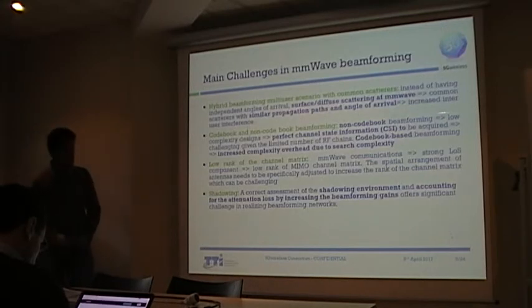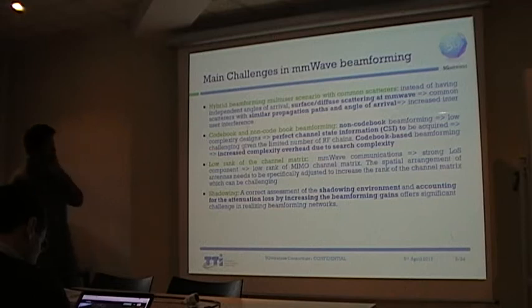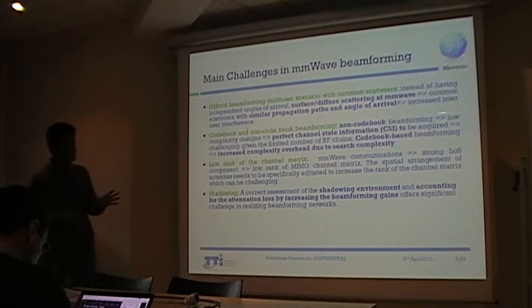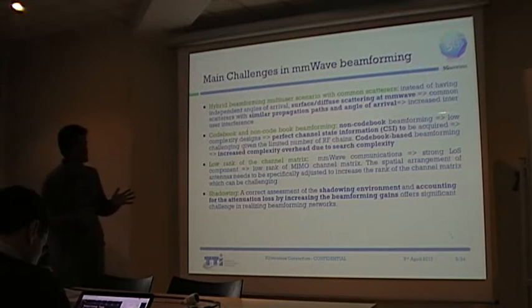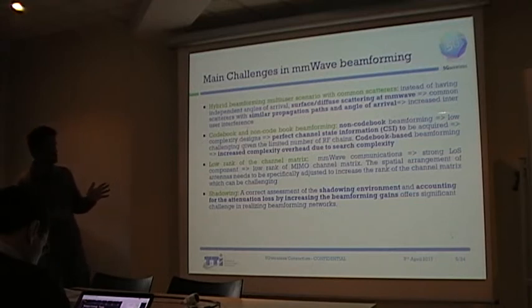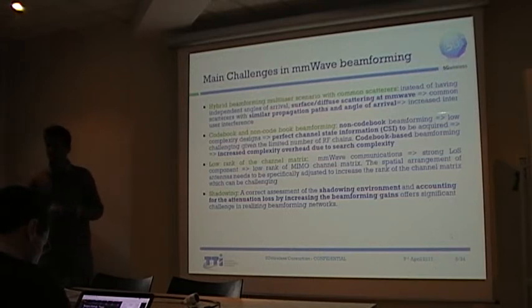Now the main challenges when it comes to millimeter wave beamforming. When we have common scatterers in the environment, the angles of arrival are not independent. So you can have surface or diffuse scattering which is common to different angles, and this can cause a problem in millimeter wave. This may also result in increased inter-user interference. That's what I've written here.